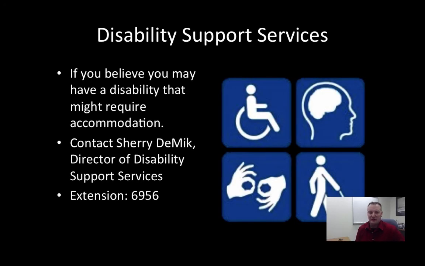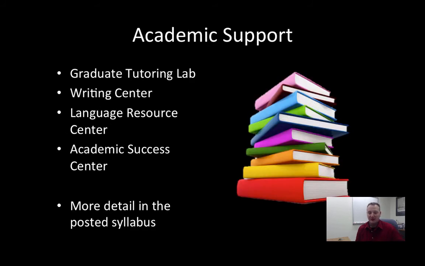If you believe that you may have a disability that might require accommodation for you to successfully complete the class, you're going to want to contact Sherry DeMick at extension 6956. She is the Director of Disability Support Services. If there's any question about that, please give Dr. DeMick a call, and she'd be happy to assist you with that. There's also the academic support available to you in the Graduate Tutoring Lab, Writing Center, Language Resource Center, Academic Success Center, and there are more details about this printed in your syllabus. So if you're interested in a little bit more information, that's where you might find something like that. In addition, your student outcomes and program outcomes will all be listed in there.